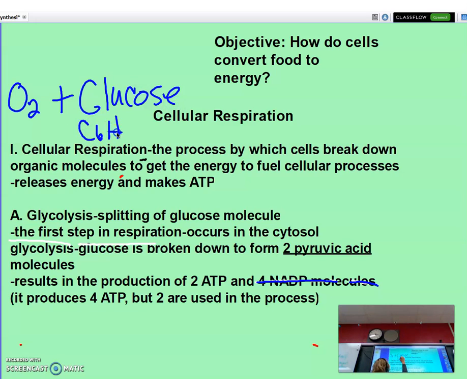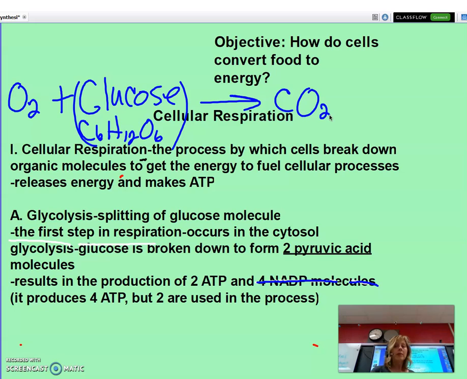So this is C6H12O6. I'm going to write that in. That's the chemical formula for glucose. And those are the reactants. And the products, we said, there's some CO2. I want you to think about what happens to the CO2 that builds up in cells. How do we get rid of it? Because this is really a byproduct that we don't need for anything.